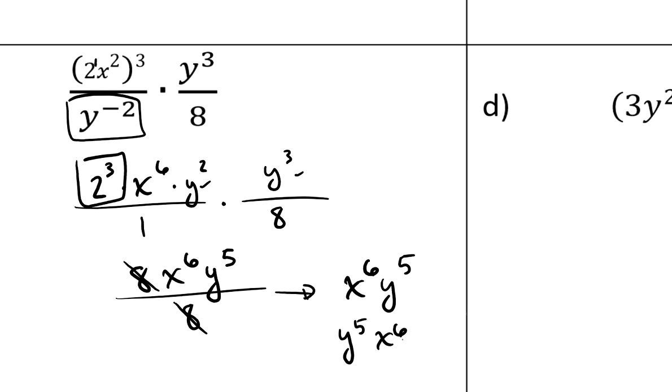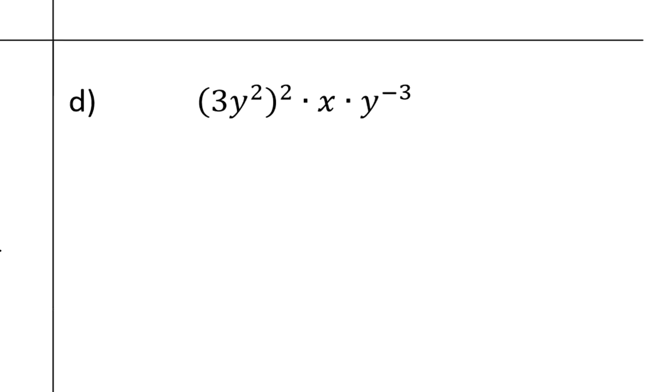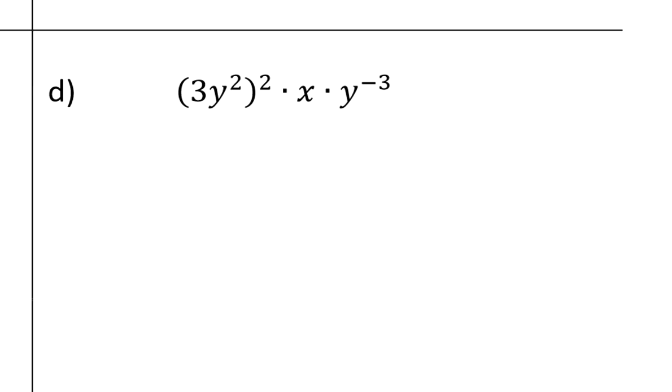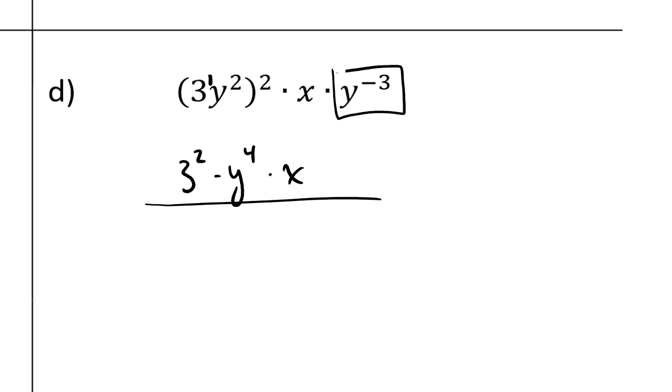For question D, this seems slightly more straightforward. I'm squaring 3y squared, so if I raise each of those to the 2nd power, that's going to become 3 squared times y to the 4th power. Then I've got times a factor of x. And I'm going to conveniently move these 3 factors, this y to the negative 3rd, which is the same as 1 over y to the 3rd power.